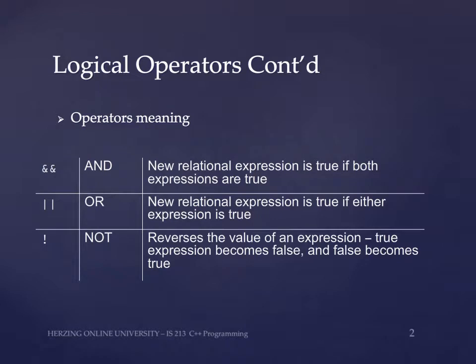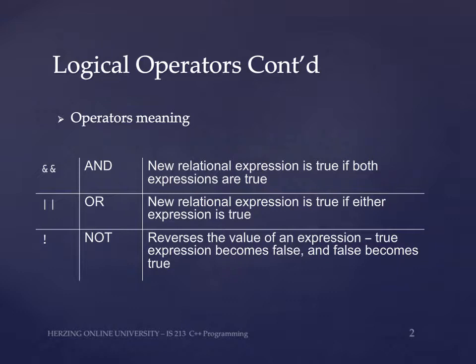And C++ has 3 logical operators: logical AND, logical OR, logical NOT. Logical AND, the symbol is two ampersands, so it's ampersand ampersand. For example, X and Y. The operation is true if both X and Y are true, false otherwise. So both have to be true for the operation to be true.